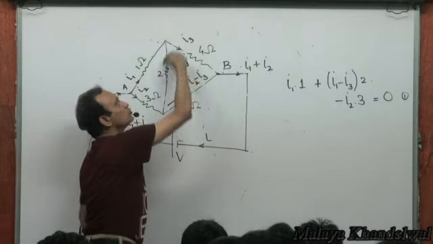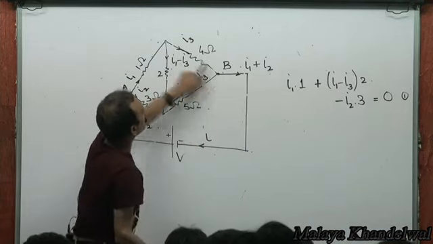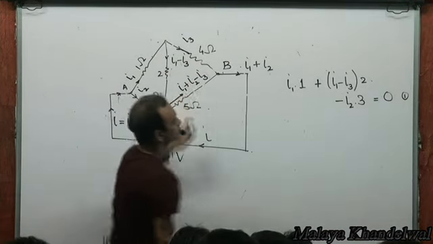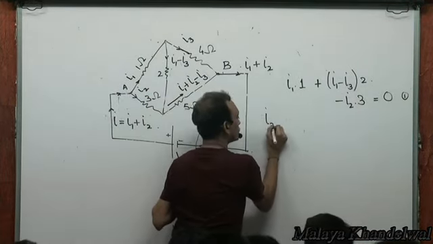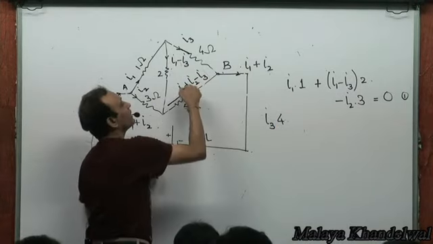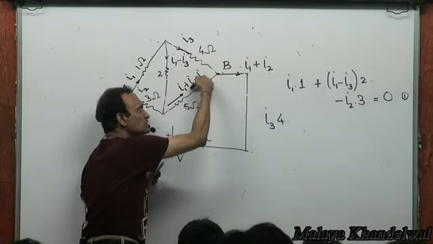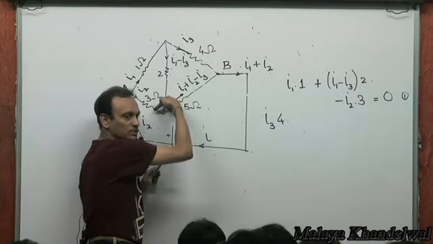Now let me apply KVL to this loop. I3 into 4. Then I1 plus I2 minus I3 going this way is like minus of I1 plus I2 minus I3 going this way.